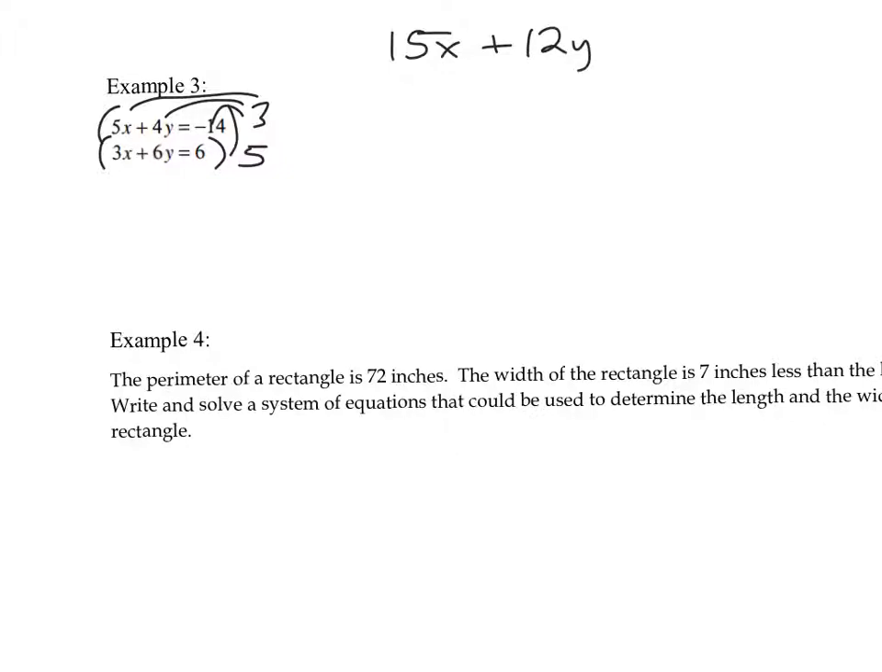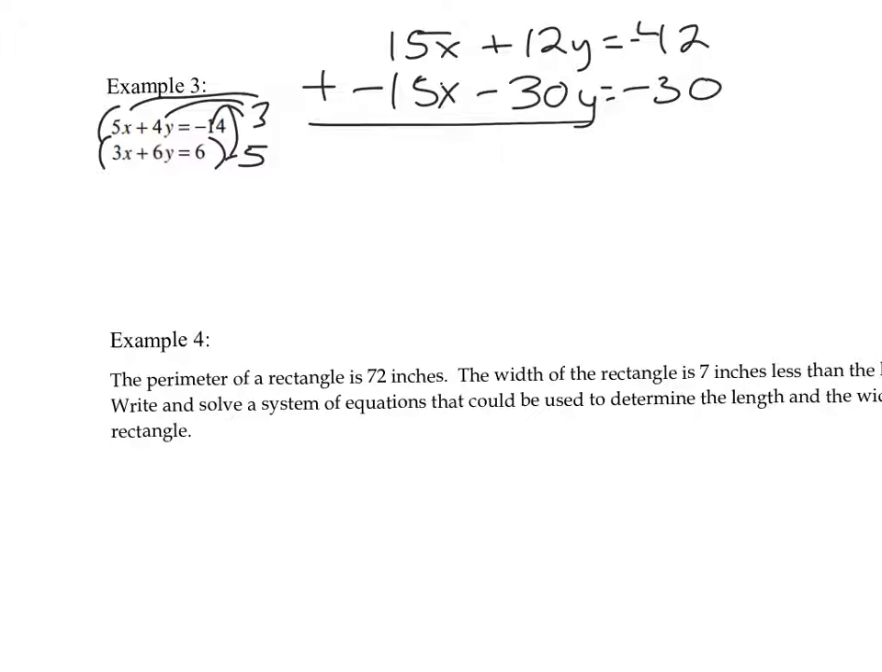3 times negative 14, that's going to give me negative 42, if I'm not mistaken. And then this bottom one, now I need to make sure it's a negative 5, so that way it will be able to add up to 0. So negative 5 times 3x gives me negative 15x. Negative 5 times 6y, that's going to give me negative 30y. And then negative 5 times 6 equals negative 30.